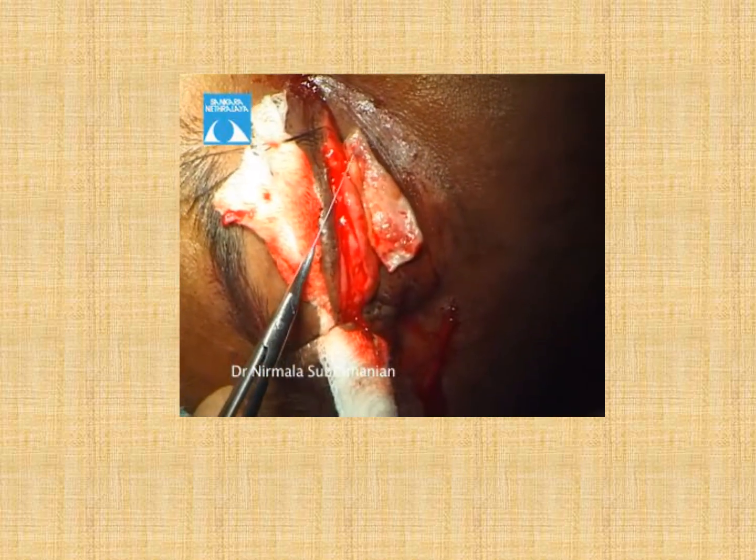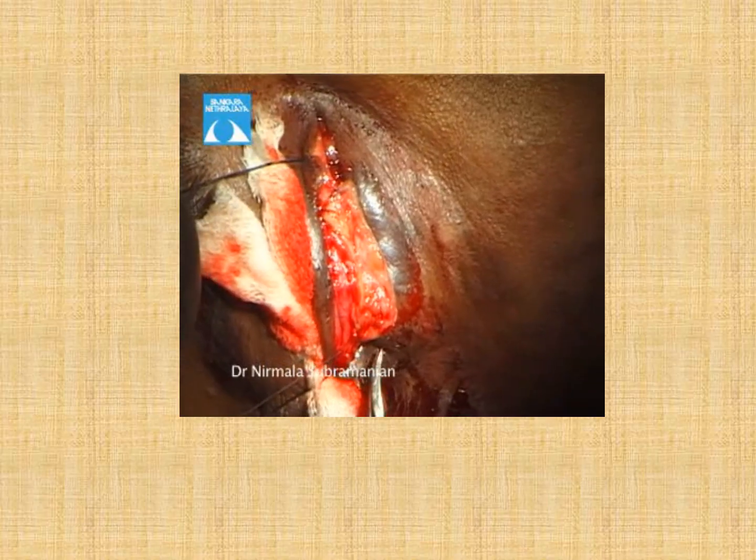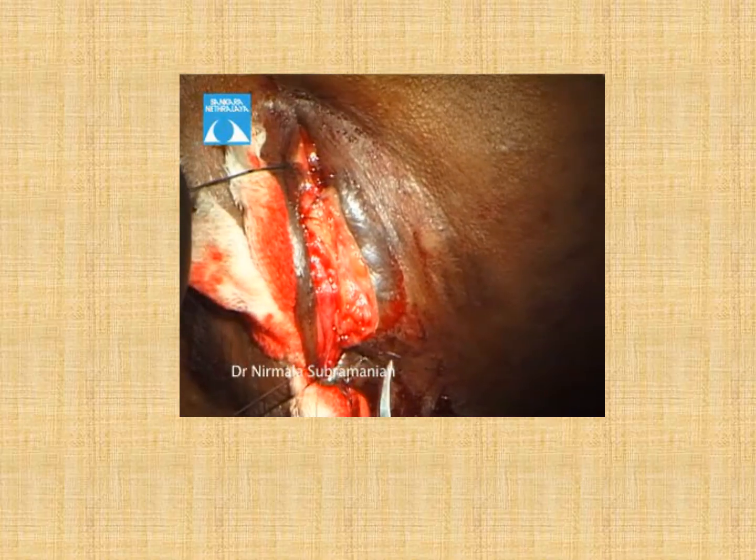A mucoperiosteal flap was used to form the inner lining.